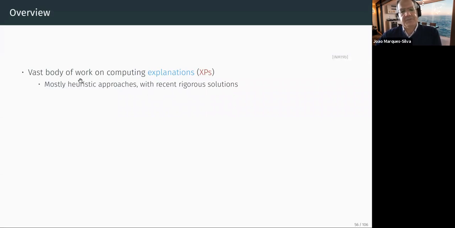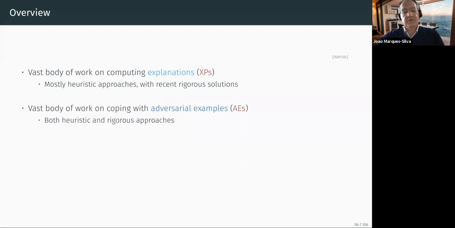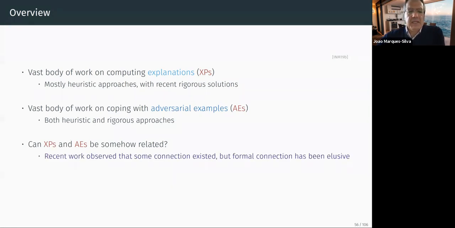As I said at the beginning of the lecture, there is a lot of work on computing explanations. Again, a lot of heuristic work, but also some recent rigorous approaches. And of course, needless to say, there is a huge amount of work on adversarial examples. And the question we asked ourselves was, can explanations and adversarial examples be somehow related? Actually, it was a coincidence that recent work, when we did this last year, had observed that there seemed to be some connection, but there was no formal evidence. It was just some comments in some papers.